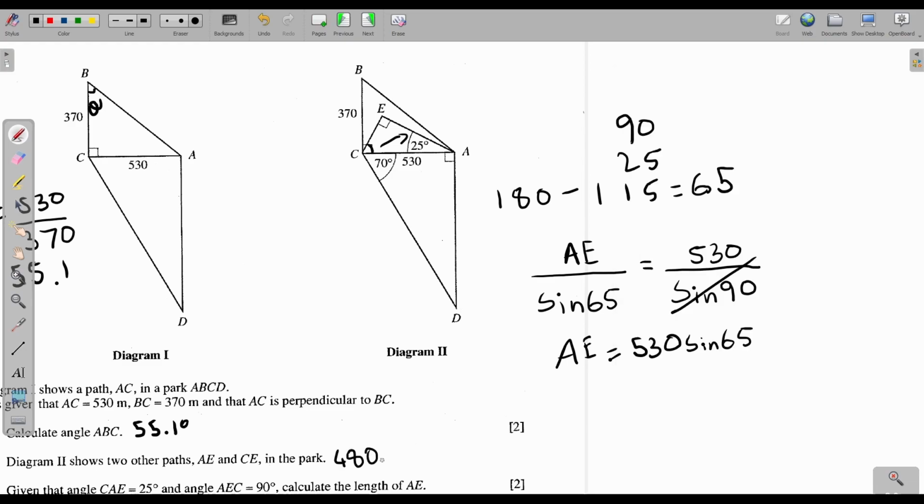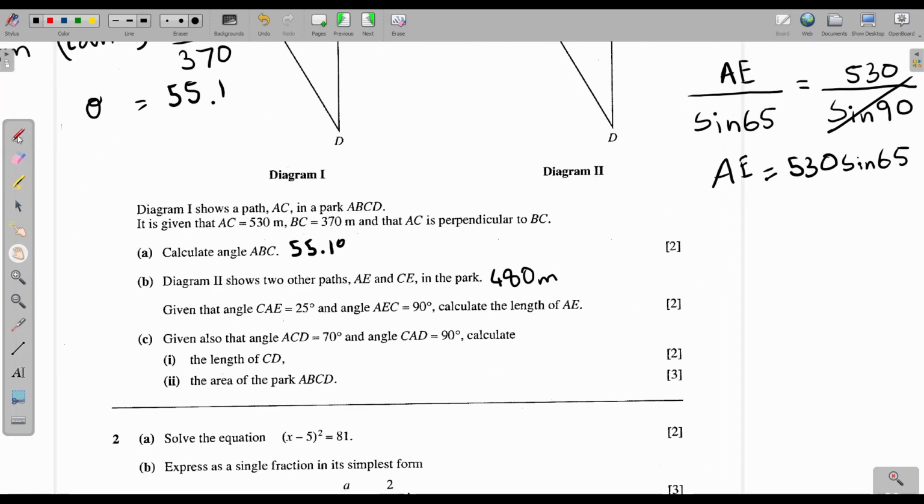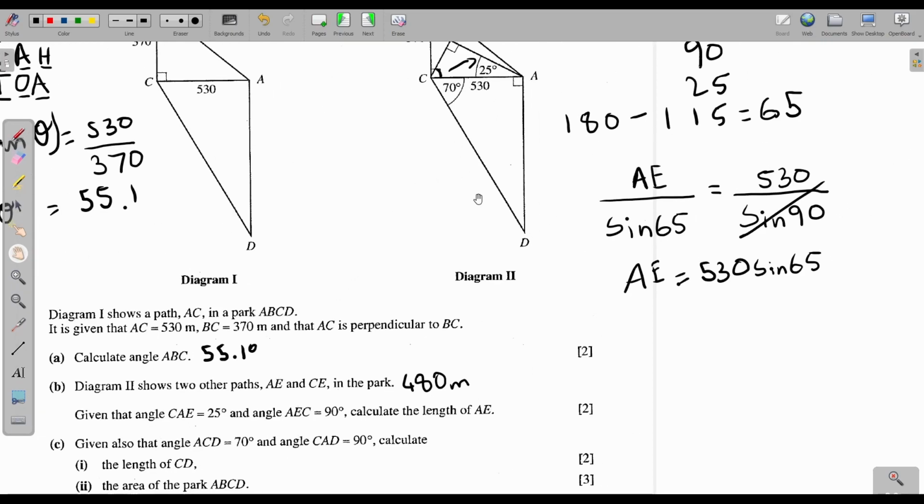480 meters is the answer for part B. All right. Now, given also that ACD equals 70 degrees and CAD equals 90 degrees, calculate first the length of CD. So ACD equals 70 degrees and CAD equals 90 degrees. So again, the first thing we can do is just get this part.